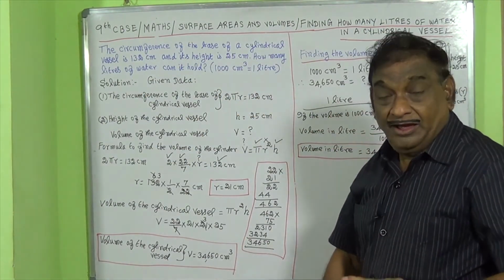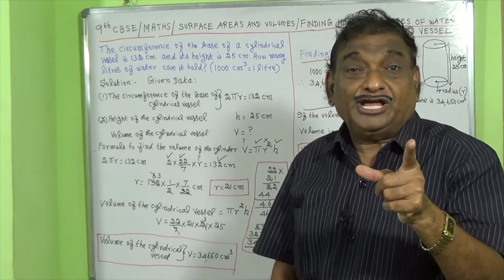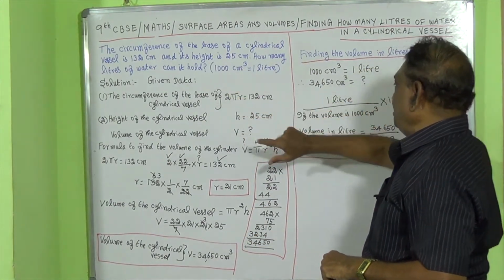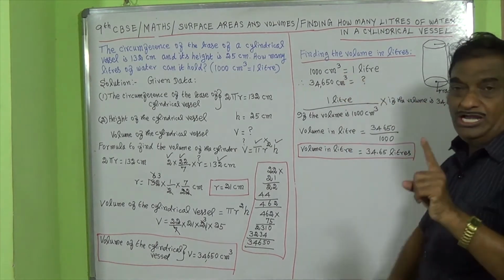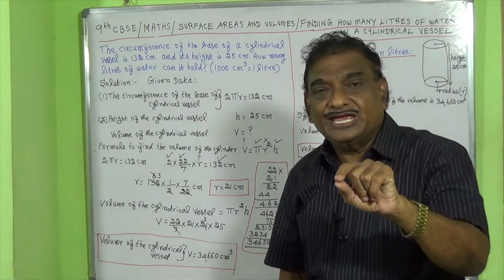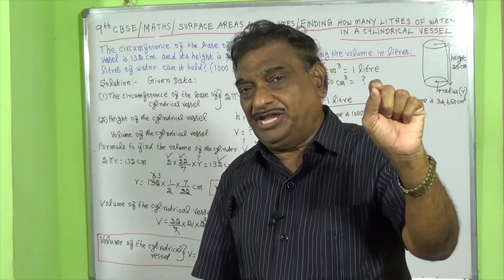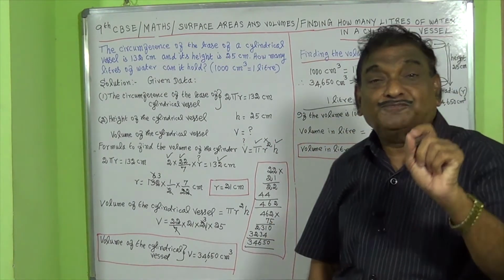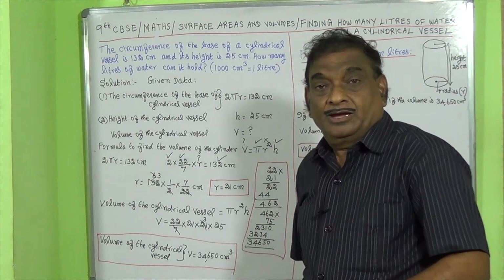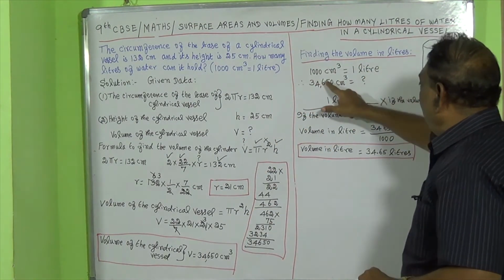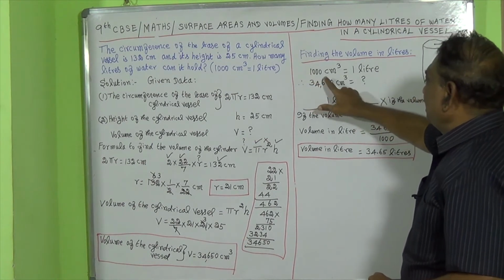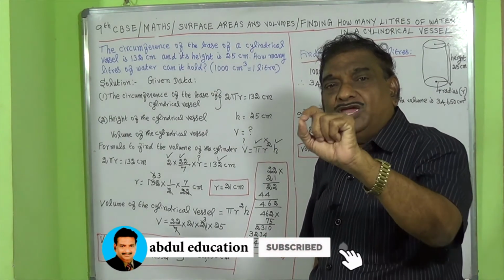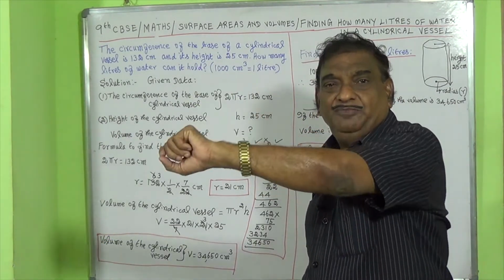So how can we convert centimeter cube into liter? One hint is provided in the sum: 1000 centimeter cube equals 1 liter. In our hands we do not have 1000 centimeter cube, we have 34,650 centimeter cube. In the first equation, 2 data are available. In the second equation, only 1 data is available. So how can we find the liter from the centimeter cube?